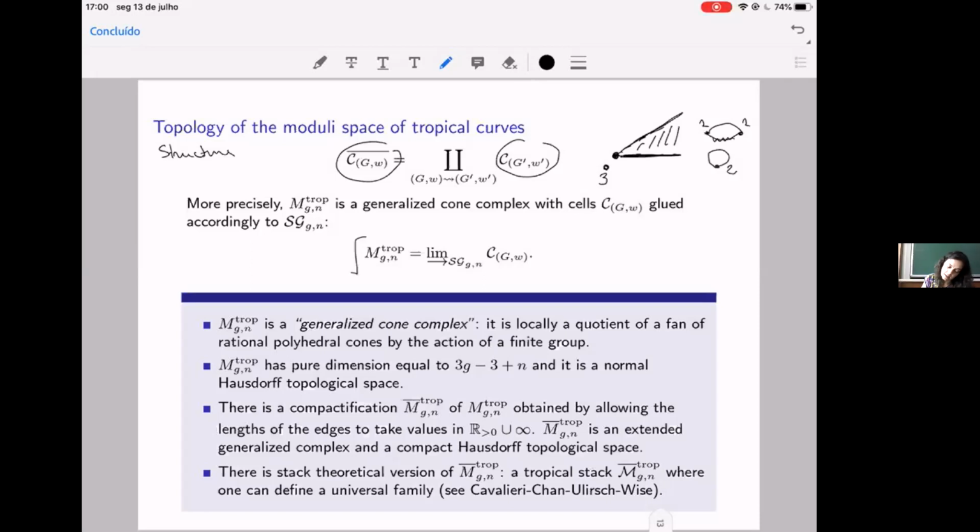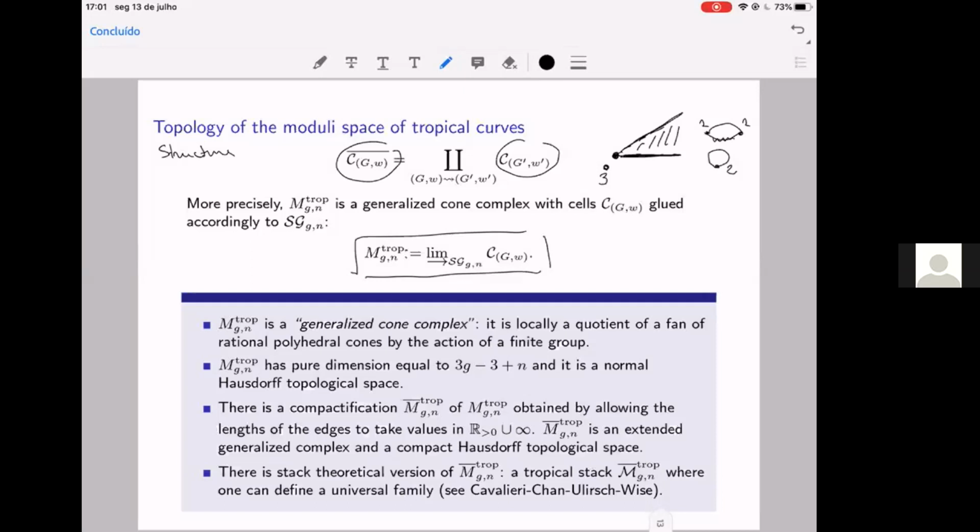So more precisely, one way to define M_{g,n}^trop is as a generalized cone complex with cells given by these cones. You take the limit over this category, which had the poset structure I alluded to before. If you take this limit of these cones, then you end up with a generalized cone complex with these cells, and that will be our object. So the moduli space of tropical curves is defined as a generalized cone complex like this.